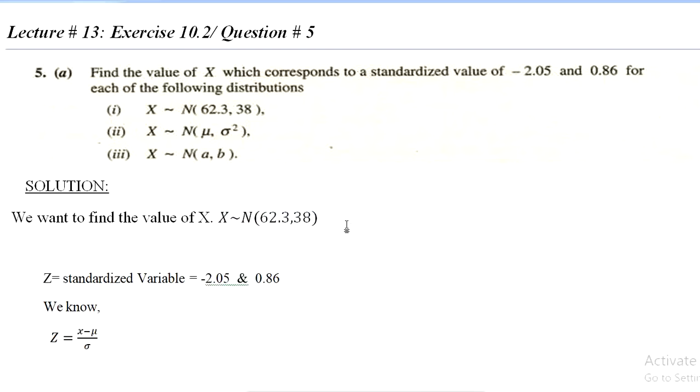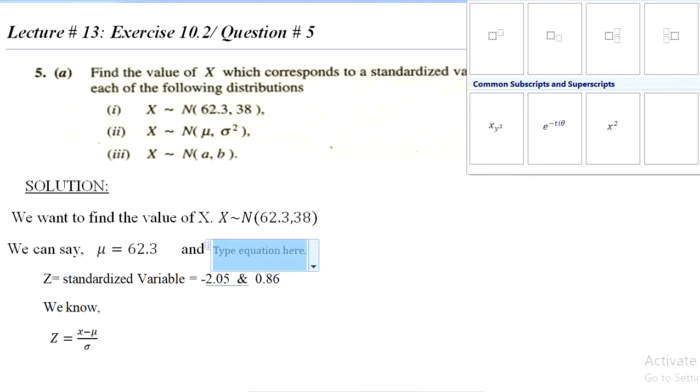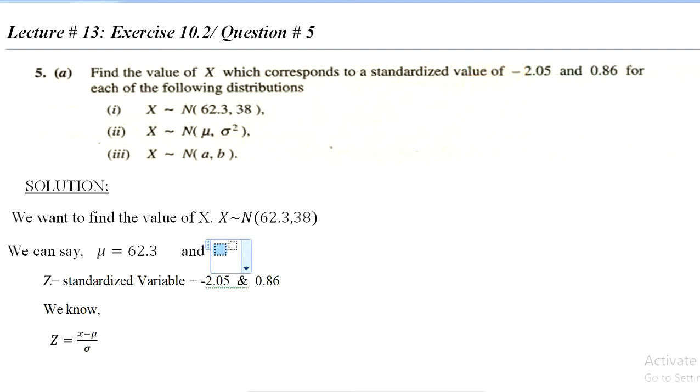So we can say the value of mu is 62.3 and the value of sigma square is 38.